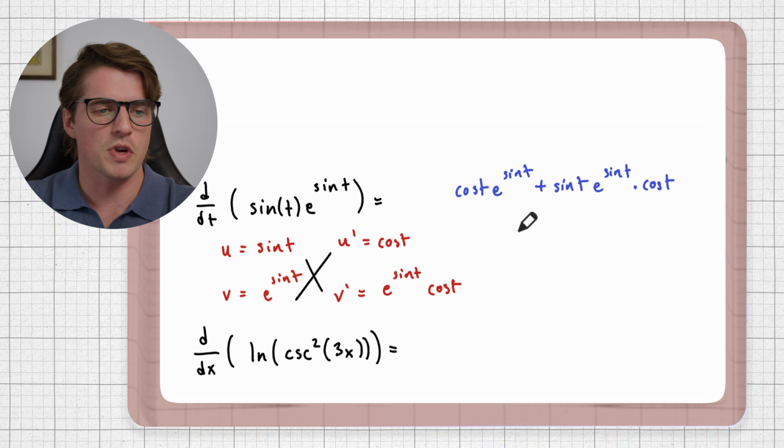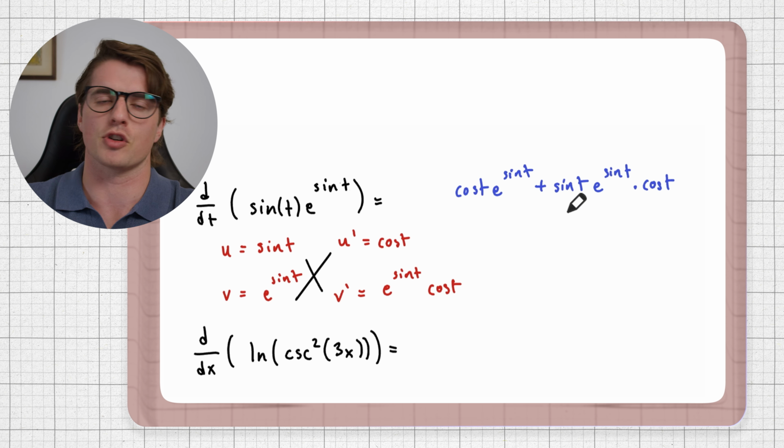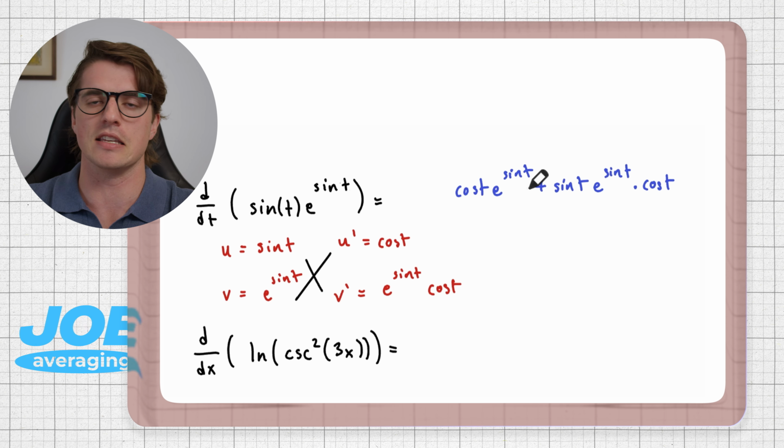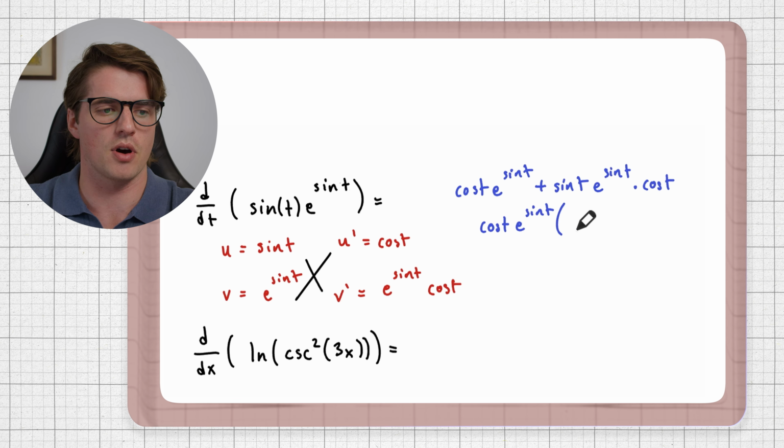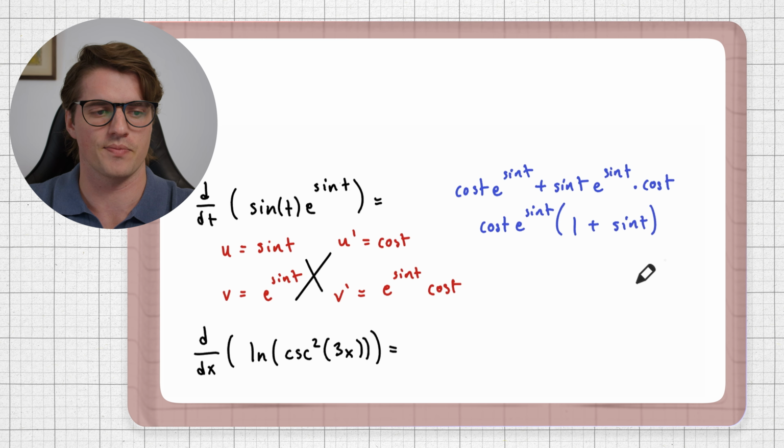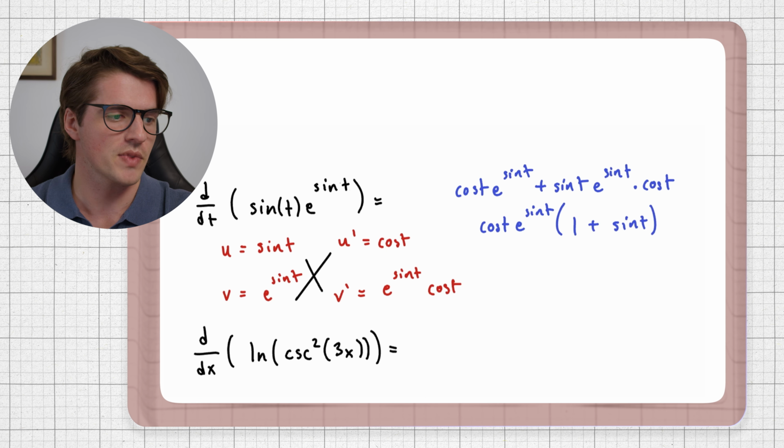Okay, and then we can't really combine terms. We could factor cosine t e to the sine t out, and that would leave a 1 plus sine t. That would be our derivative.